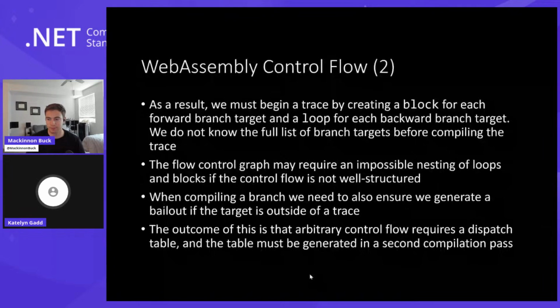And because I mentioned that the compiler runs in a single pass, we don't know in advance, before we compile this trace, what branch targets we have. We run into them as we go. And there may be cases where the flow control inside of your function may require an impossible nesting of loops and blocks. This is referred to as unstructured control flow. WebAssembly requires well-structured control flow, which means if you do really fancy things with gotos or loops, we can't translate that directly into WebAssembly. And then, as I mentioned before, some of this control flow may actually leave the trace, so we need to make sure we generate a bailout when that happens. The final outcome of all this complexity is that if we have arbitrary control flow, we end up with a little dispatch table, and we have to generate that in a second pass.